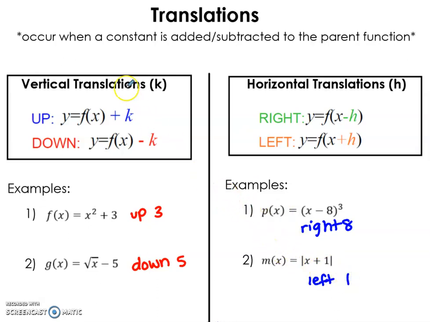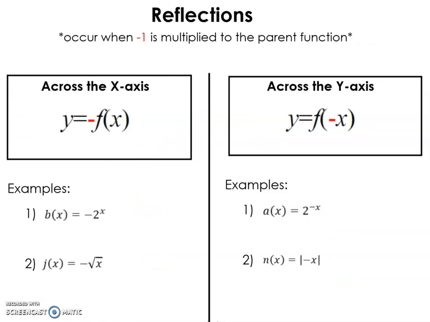Okay, so this is really just about memorizing how these translations are moving and then being able to explain it from the equation. Okay, next we're going to look at reflections. These occur when negative 1 is multiplied to the parent function. So we have two options here. There can be a reflection across the x-axis or a reflection across the y-axis. If there's a reflection across the x-axis, the negative will be in front of the function. If it's a reflection over the y-axis, the negative will be attached to the x inside the function.